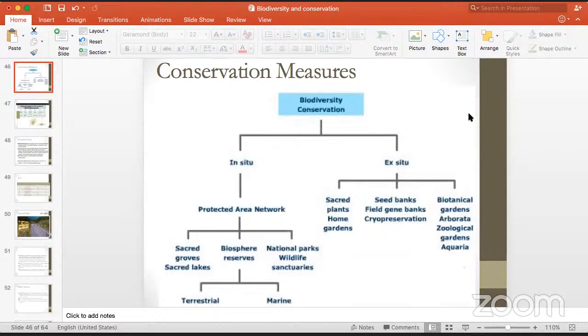Yes, correct. Yes, ma'am. Yes. So this is how all of these animals are counted. Yes, correct.